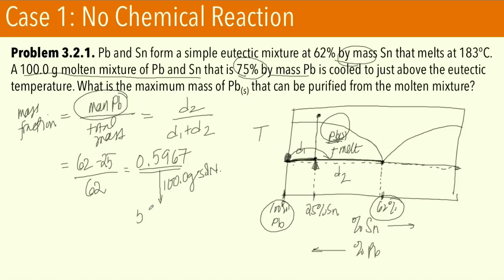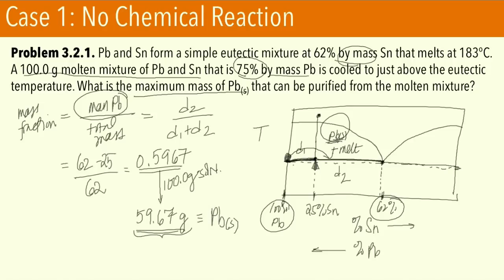So this is 59.67 grams. This is the amount of our solution that went into the pure solid phase. And since we know that our lead solid is, of course, 100% lead, this mass is equivalent to the lead solid that crystallized out of the solution. So this represents the maximum mass of lead that can be purified from the molten mixture.